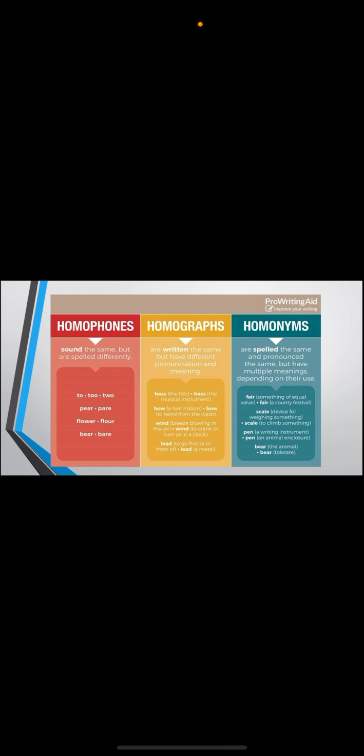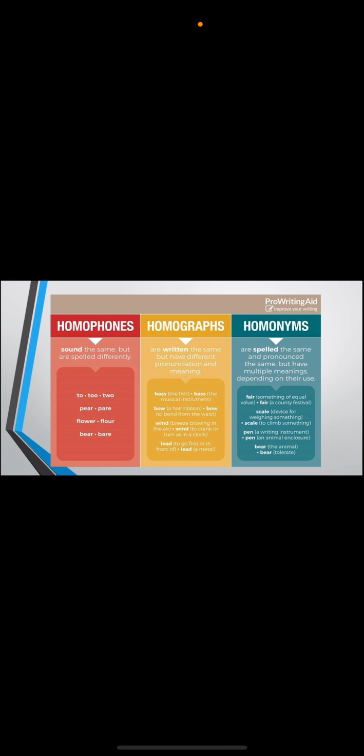Then wind, and lead. Look at lead and lead. Homographs, lead. The first one, lead, means to go first or in front of. Lead means someone is leading you. And the second one, lead, means a kind of metal. So lead and lead are pronounced differently, but they have the same spelling, that is homographs.